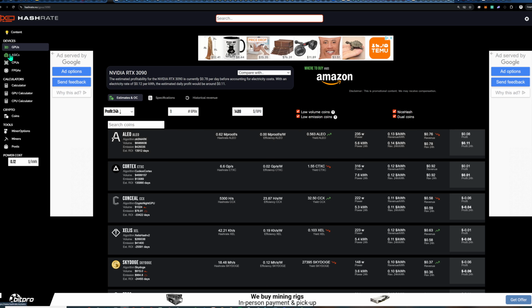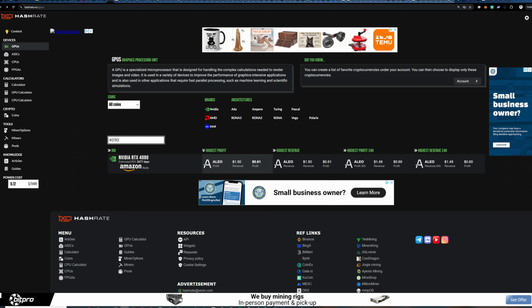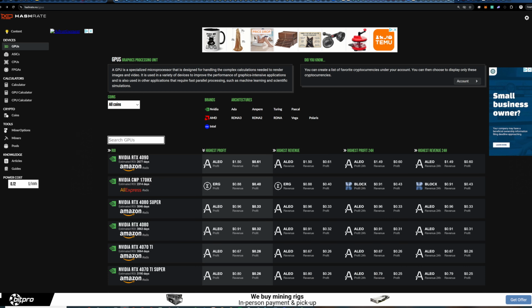And then 4070 Ti that I have. Let's check. Yeah, 4090. I'm not sure exactly what 4090 is doing on ALEO. 60 cents. Yeah, I'm pretty sure it's a lot better on the salad, but I don't have any 4090s, unfortunately.